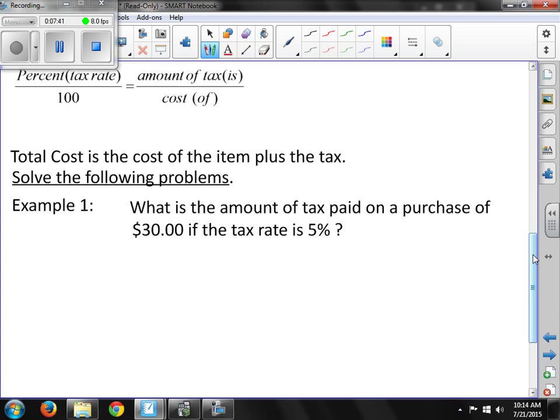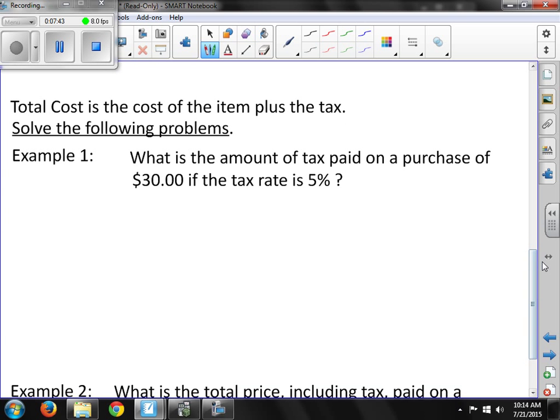Solve the following problems. What is the amount of the tax paid on a purchase of $30 if the tax rate is 5%? So we're actually looking for 5% of $30 is what? So the percent goes over 100. That means the 5 goes over 100. The is what we're looking for. So we have X over 30.